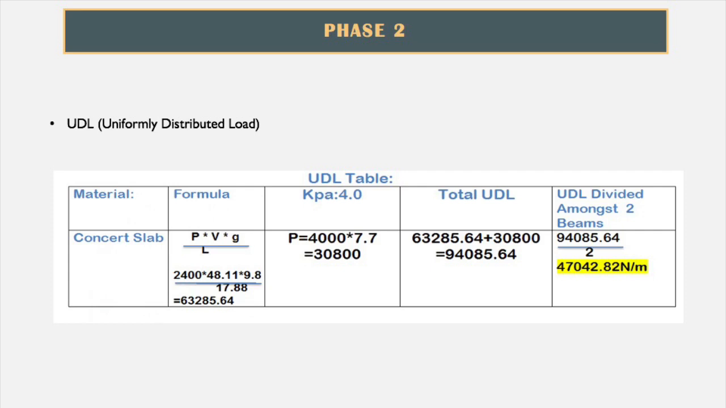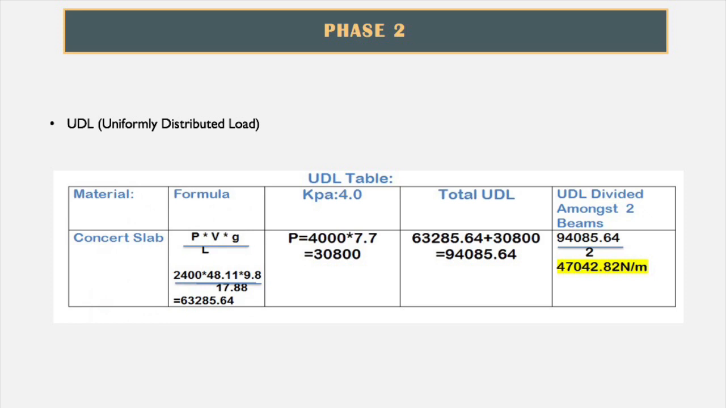So in our case, our density was 2,400 times our volume, which was 48.11, and then times the gravity, which once again is 9.8. Then we divided that by the length, which was 17.88, and it gave us 63,285.64. Then we multiplied the pressure, which was 4.0 times width. We converted the kPa to PA, so then the 4.0 goes to 4,000 PA. Then we times it by the width, which was 7.7, and it gave us the value of 30,800.